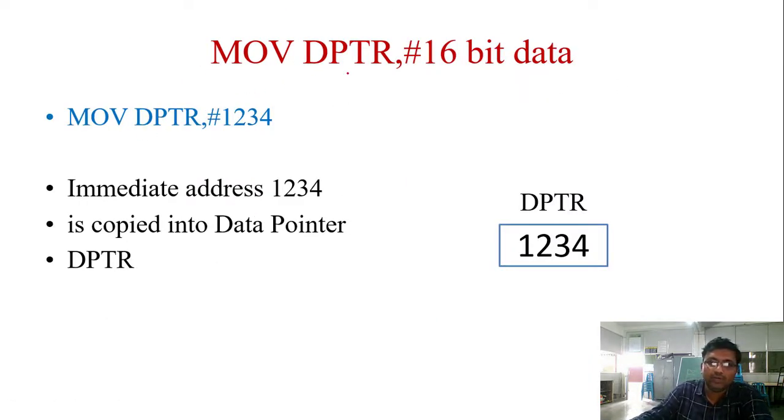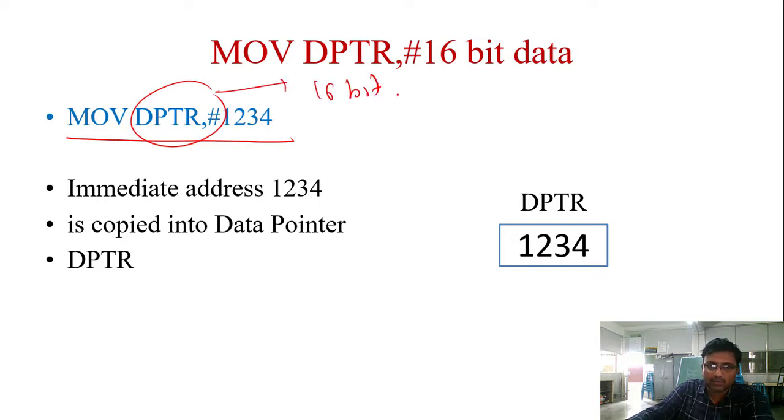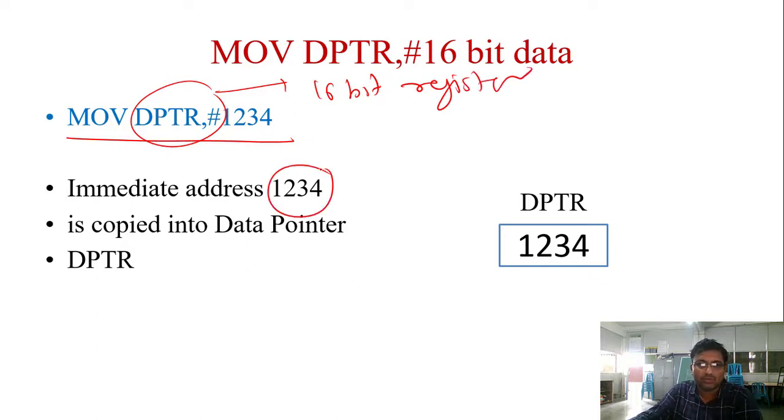Again, we can use MOV DPTR with 16 bit data. If you want to load a 16 bit number, you can use DPTR, which is a 16 bit register. So you can give the instruction like MOV DPTR, #1234. So the immediate value 1234 will be loaded into the data pointer.